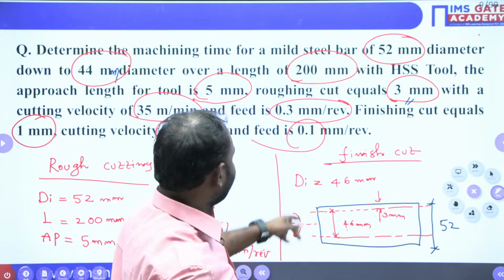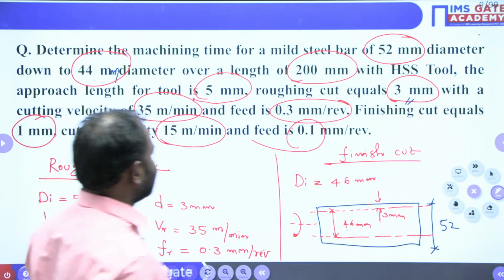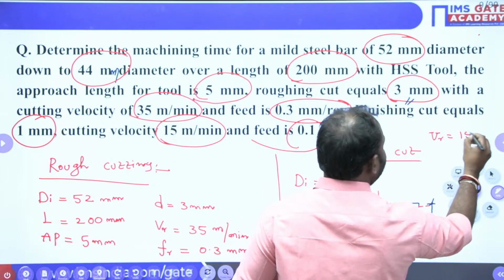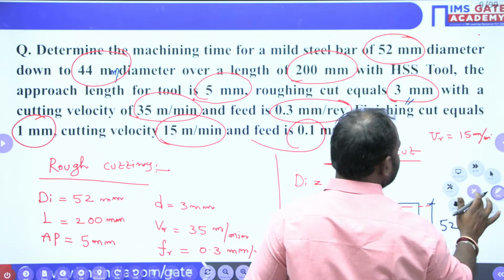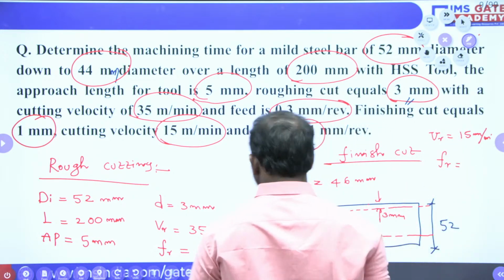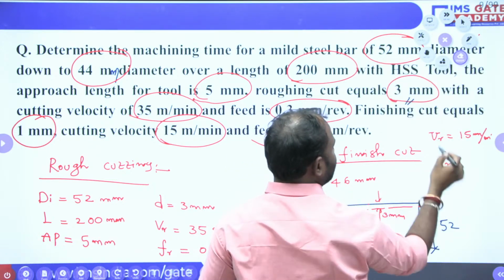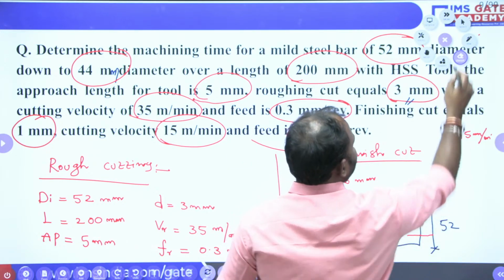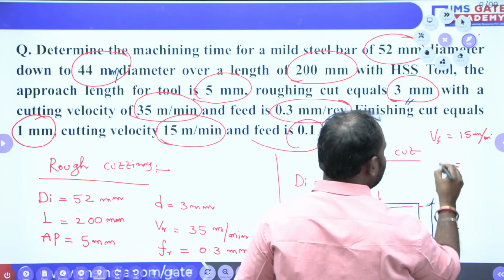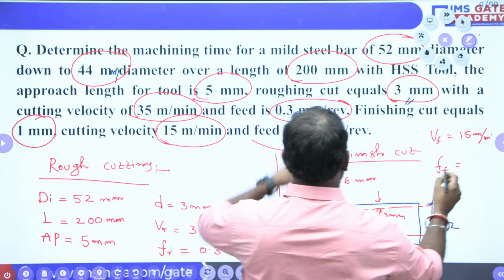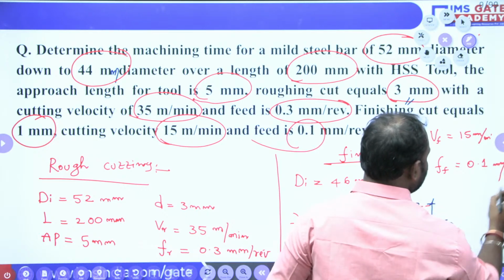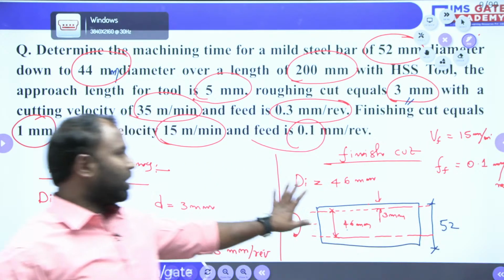Okay, now for the finish cut, what is given? The cutting velocity for the finish cut, VF, is equal to 15 meters per minute. And the feed for the finish cut is 0.1 mm per revolution. All right guys, this is what is happening in this one.